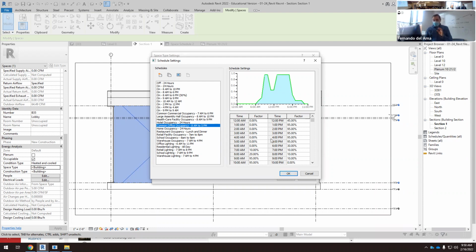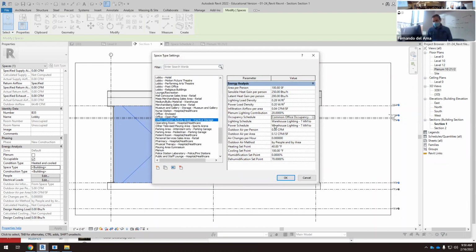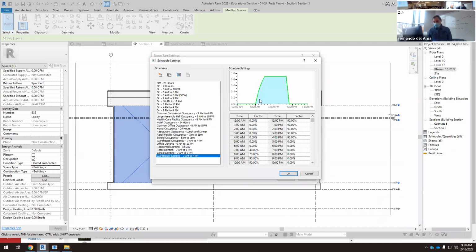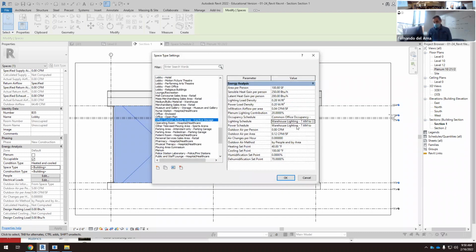Okay, if we want to be thorough, you remember that we did this with an Excel file in systems. We have from 12 to 1, 0% of occupancy or 1% or 2% or whatever. So we can change it. The lighting schedule, it's 7 a.m. to 6 p.m. Okay, we can change it as well. The outdoor, this is important, outdoor air per person.